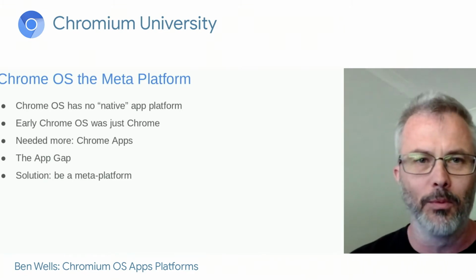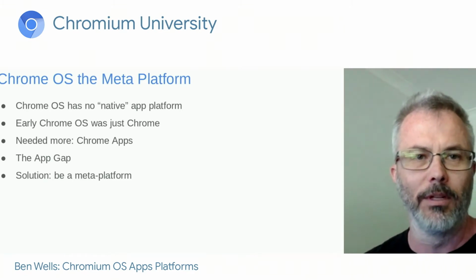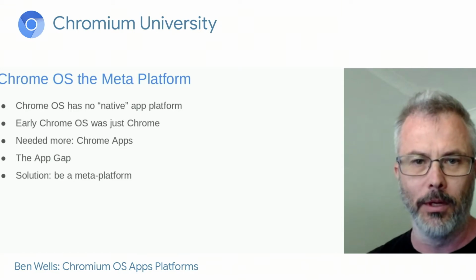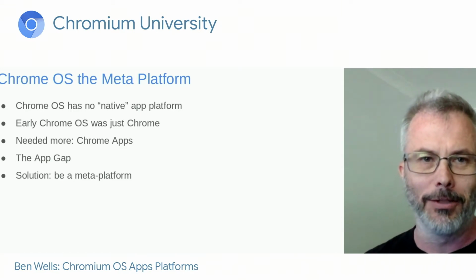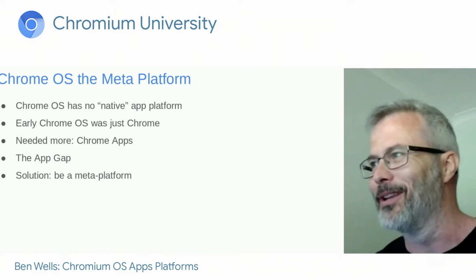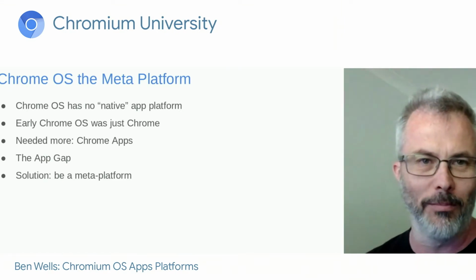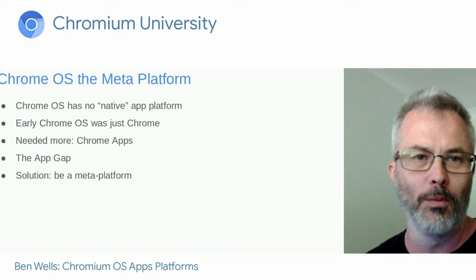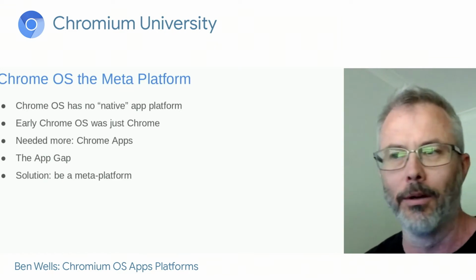In the beginning, Chrome OS was just Chrome with a few little extras to let you boot into it. If you want to see the history of Chrome OS, there's another talk that you can go and watch, which walks through that. But the very first version of Chrome OS was just Chrome running in full screen on a computer.